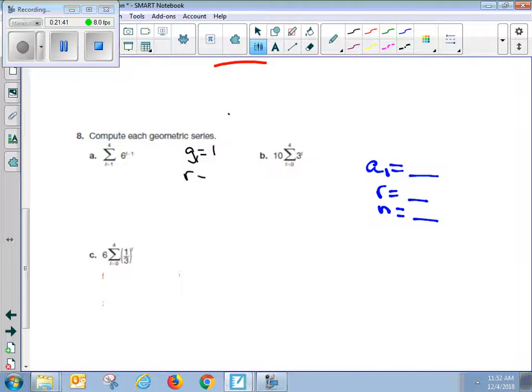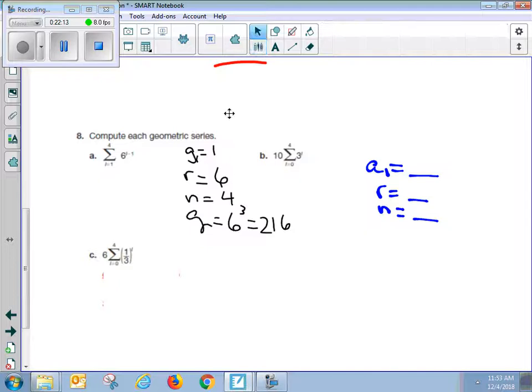And R is always the value with the exponent. So what is R? Very good. And then how many terms are there? 4. Very good. And if I wanted the value of my fourth term, I could replace the I with 4. So 4 minus 1 is 3. So that's 6 cubed, or is that like 216 or something? Somebody spot check me. Is that enough to find a sum? Anybody question before I tap?